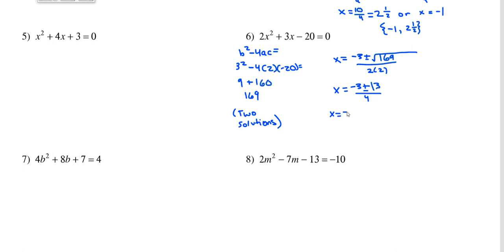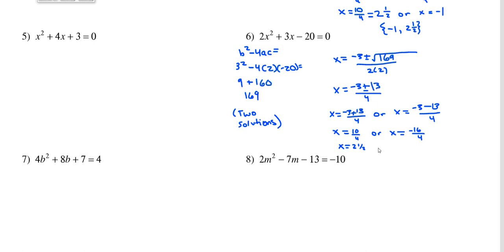So we get 10 over 4, or negative 3 minus 13 is negative 16 divided by 4. So x equals 2.5, or negative 4. And again, put those in numerical order: negative 4, 2.5. Those are my 2 solutions.